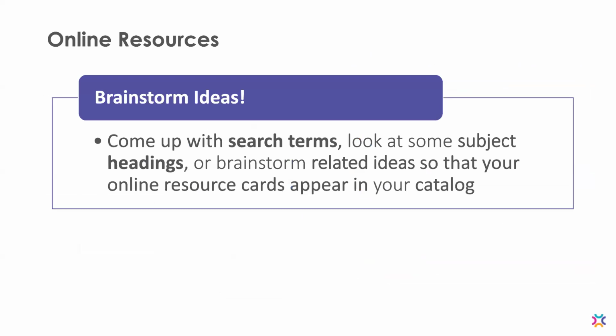So usually what I recommend is look at the search terms, look at the subject headings, or brainstorm related ideas so that you can come up with ways to get your cards to show up. Going back to that online resource example for Mango Languages, why do you want to learn it online? Why do you want to learn a language? Are you traveling? Is English your second language? So there's loads of ways to really think about what that patron experience is because we want to serve the right content to the right people at the right time.